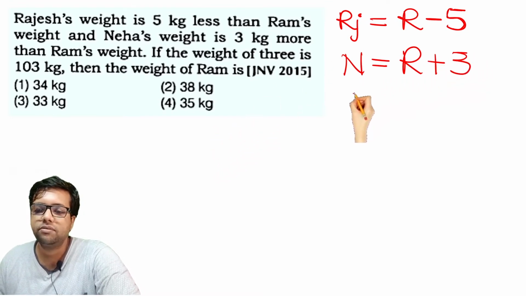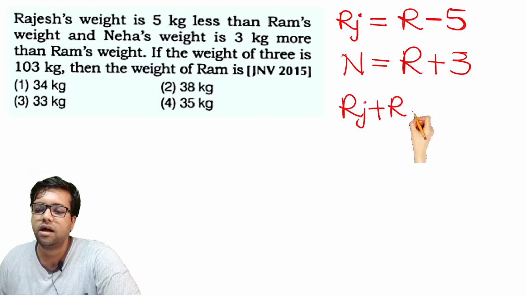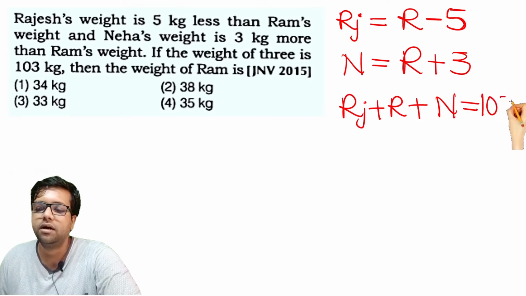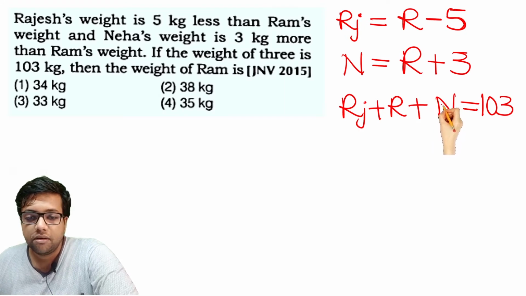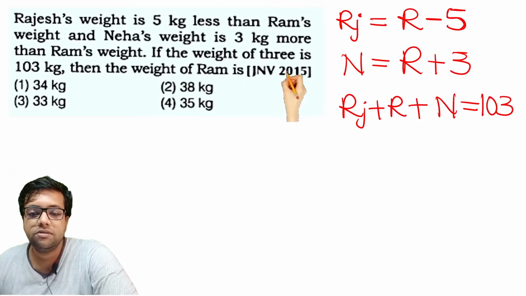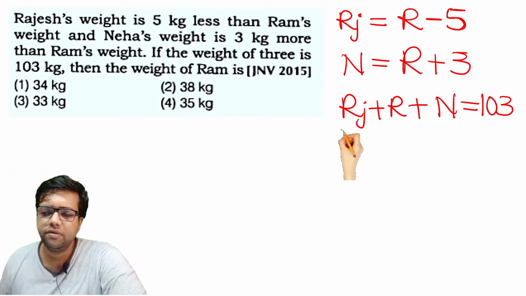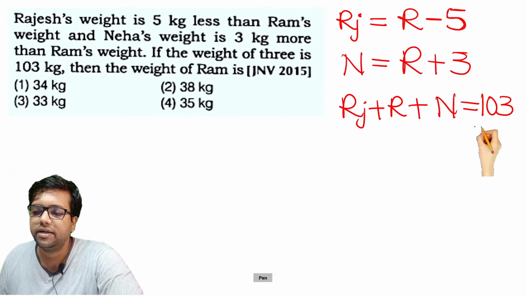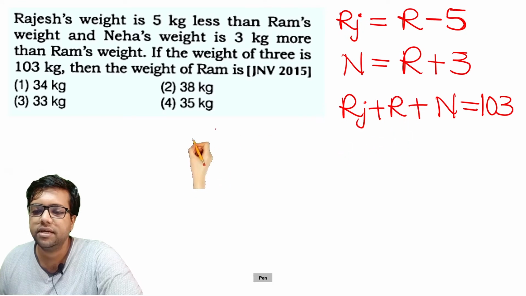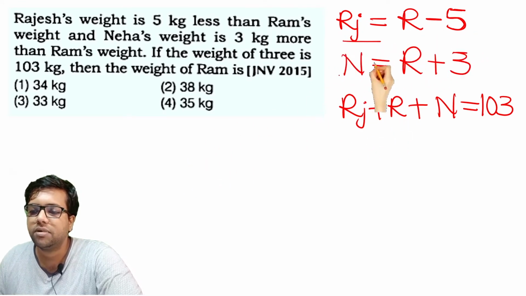And the third information that is given is, Rajesh's weight plus Ram's weight plus Neha's weight, all together they weigh up to 103 kg. So based on this given equation, what is the weight of Ram? So we will use all the information that we have to find out what is Ram's weight. Okay. So Rajesh's weight is R minus 5.